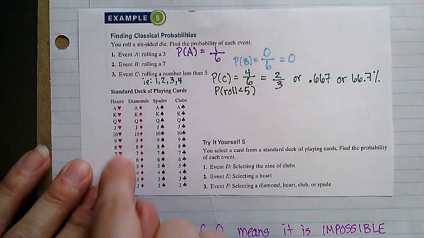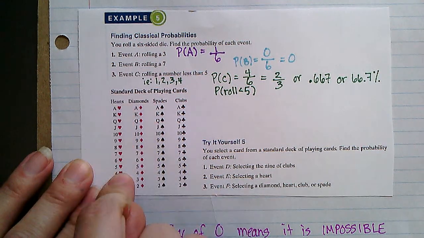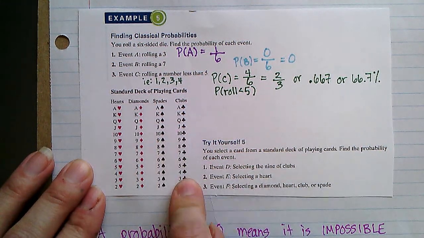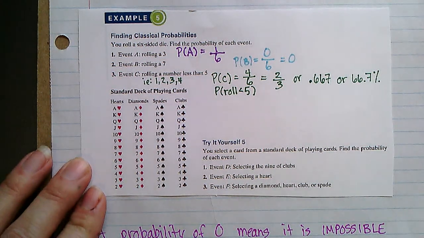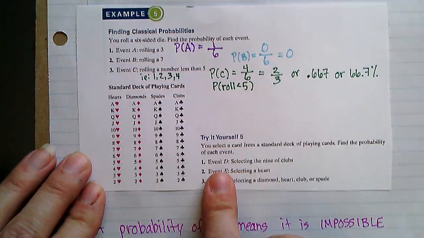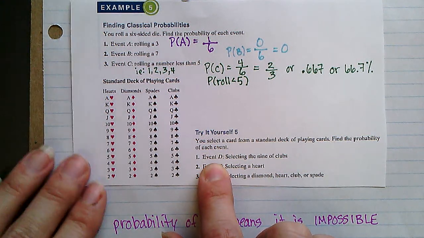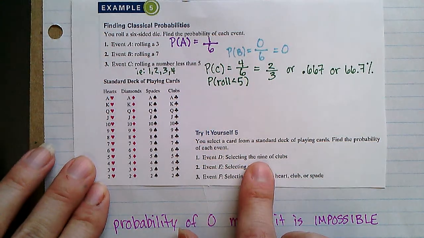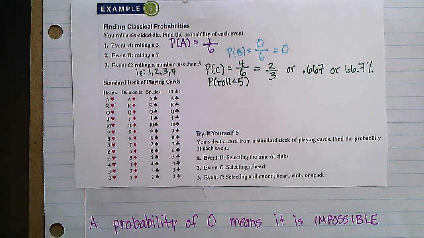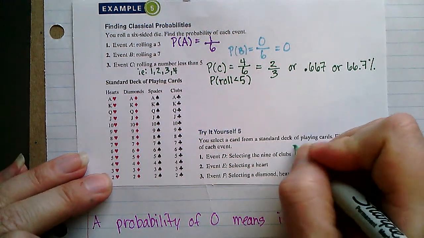And then these are suits. You have hearts, diamonds, spades, and clubs. So keep that handy somewhere in your notes. So we're going to figure out these probabilities. The probability for event D, which is selecting the 9 of clubs.